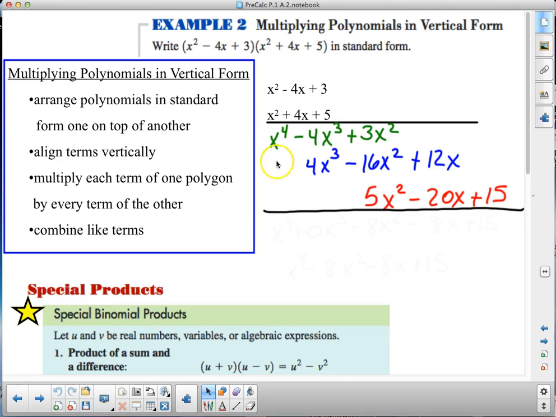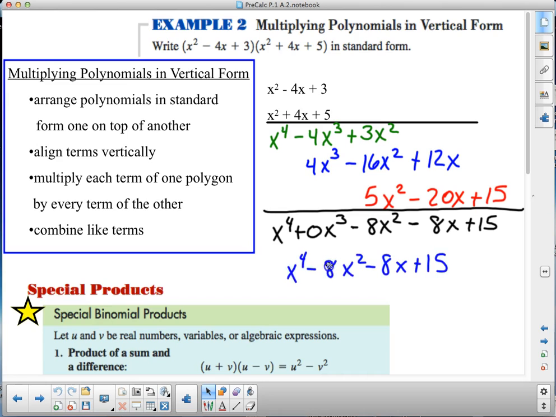Now, I'm going to combine terms together. Notice how I lined them up. I had the same power lined up so I can just add vertically. So I've got x to the fourth, I got 0x cubed, I got 3 plus 5, that's 8, it's negative 8x squared. I've got negative 8x because it's 12 plus negative 20, and I got 15. I don't need that 0 there, so I'm just going to finally write it this way. And that's my product of x squared minus 4x plus 3 and x squared plus 4x plus 5.